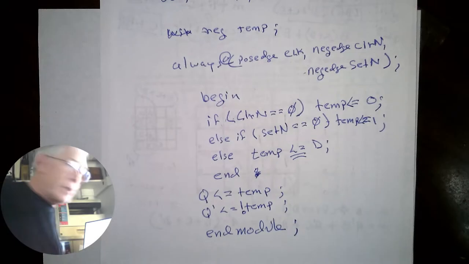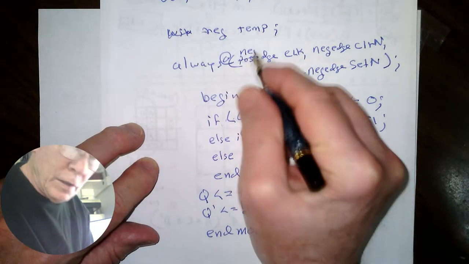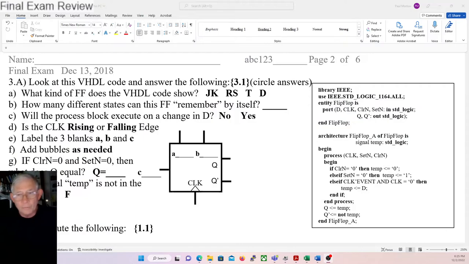I didn't write this. Actually, I made a mistake. This should have been negedge clock, because I'm copying it from the Verilog. You can see here, this is the idiom for the clock tick event and clock equals 0. That means falling edge. All right, regardless, don't worry about that. You don't need to know that. But it is a falling edge clock. On your test, it's all Verilog. There's no more VHDL. That's one of the reasons I wrote the book.